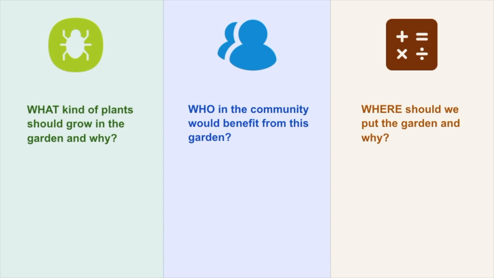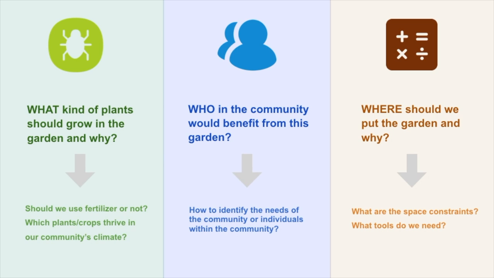Inquiry questions may arise when gardening is introduced in the class. Students may ask what kind of plants should grow in the garden and why. Who in the community will benefit from the garden? Where should we put the garden and why? Resolving these inquiries may lead to next inquiries, such as should we use fertilizer or not? How to identify the needs of the community or individuals within the community? What are the space constraints?